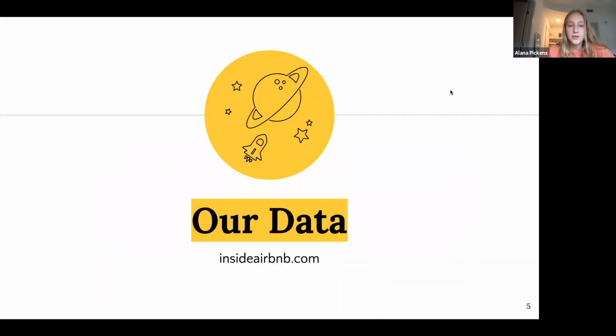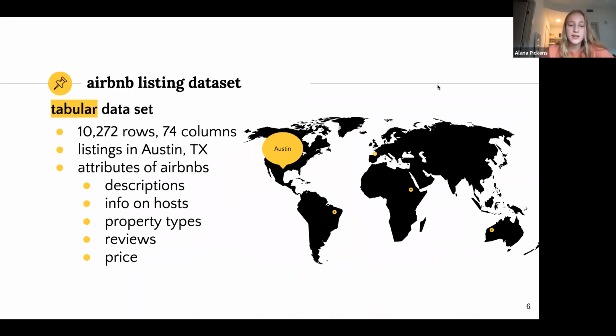For our data, we used InsideAirbnb.com, which was a tabular data set consisting of over 10,000 rows and 74 columns containing Airbnb listings in Austin, Texas. The dataset provided us with key characteristics of the listings in order to understand why they were priced the way they were. These attributes included things like info on hosts, number of rooms, locations, and reviews.